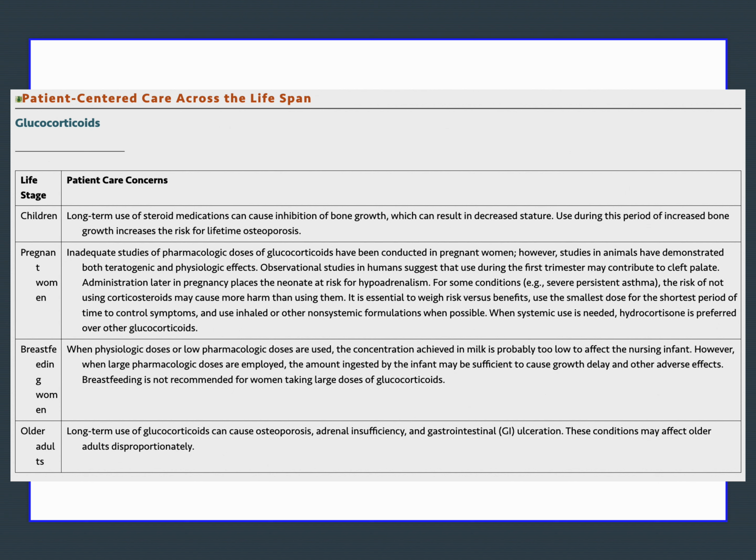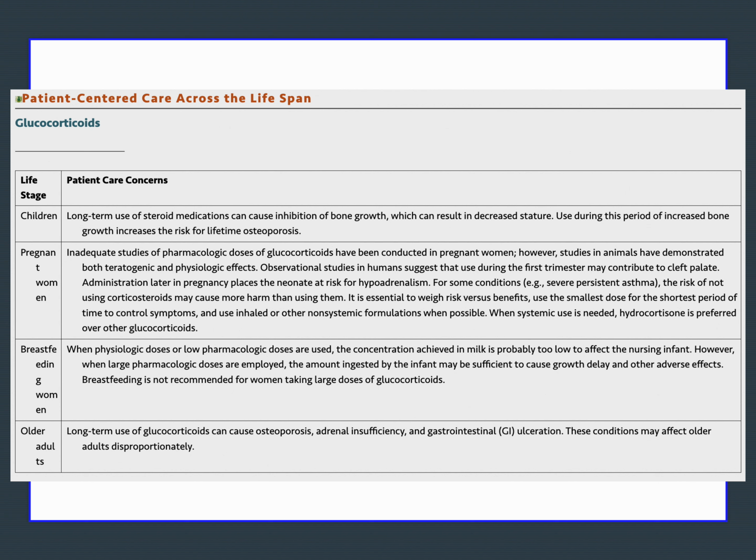Last slide has to do with patient-centered care across the lifespan. We remember here, so this should be a review for you mostly. Long-term use of steroid medications inhibit bone growth and also can decrease the stature of the patient. Using glucocorticoids during childhood can increase the risk for lifetime osteoporosis as well.